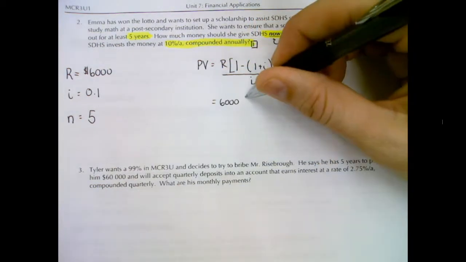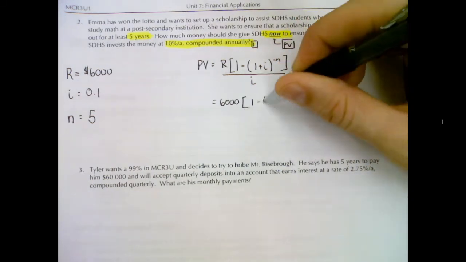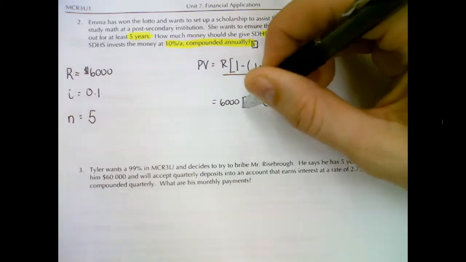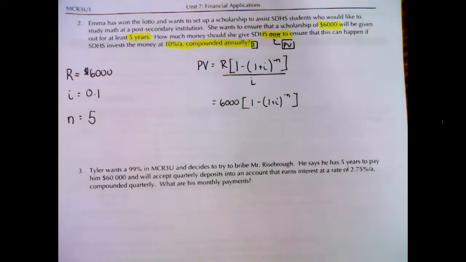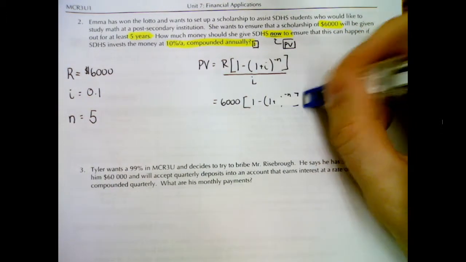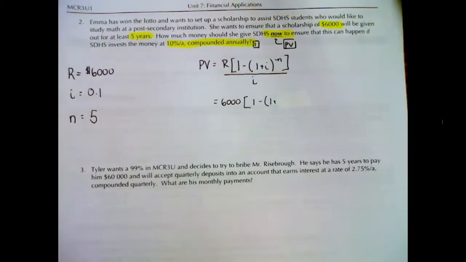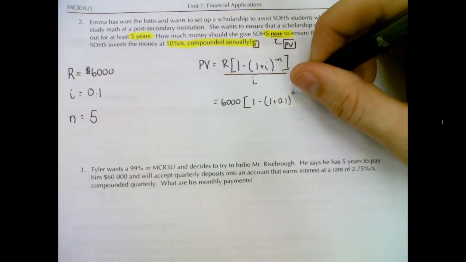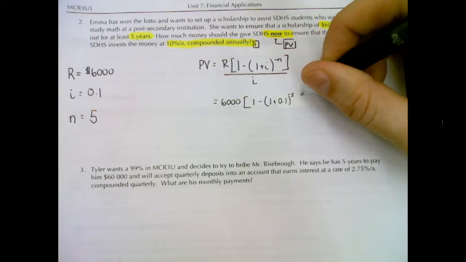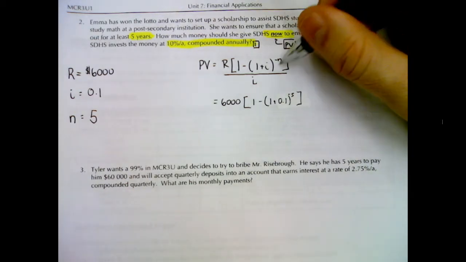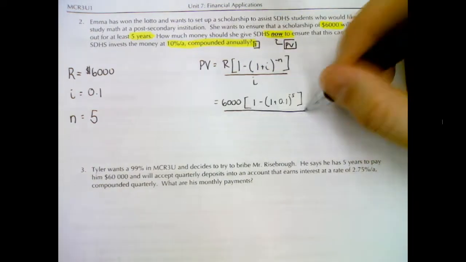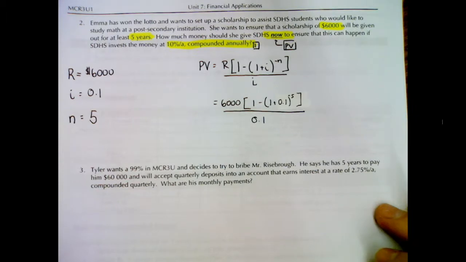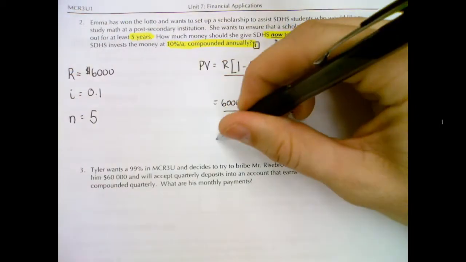6,000, 1 minus, 1 plus i to the negative n. Oh, I should have been filling that in. Oops. Fix that. 1 plus 0.1 to the exponent negative 5. Key to the present value is that negative. Make sure you get that negative in there. And when you punch it in your calculator, make sure that you use the negative symbol, not the subtract symbol, or else you might get an error.